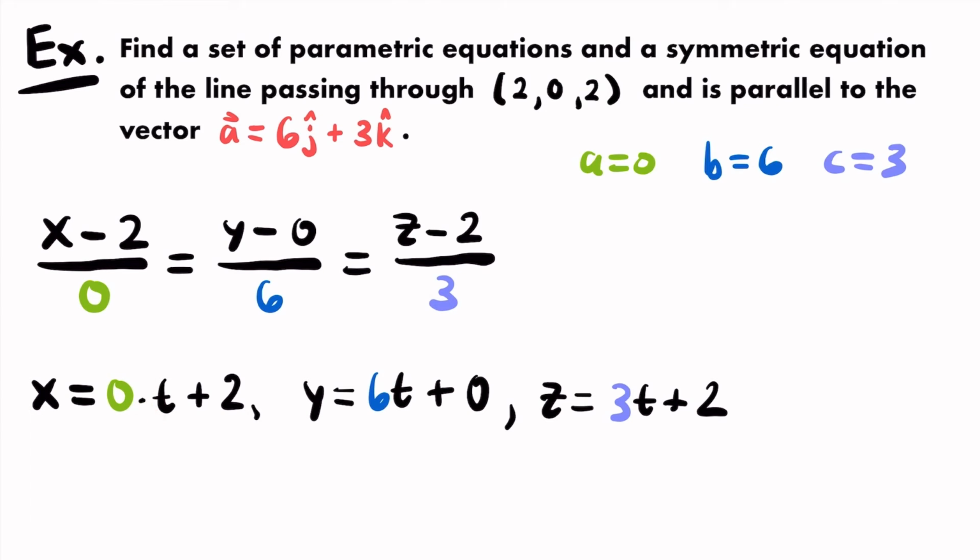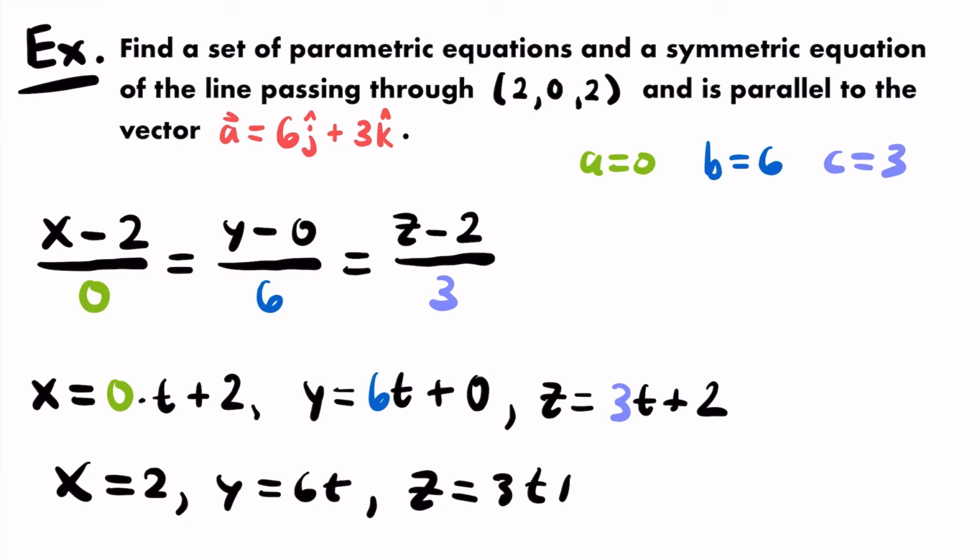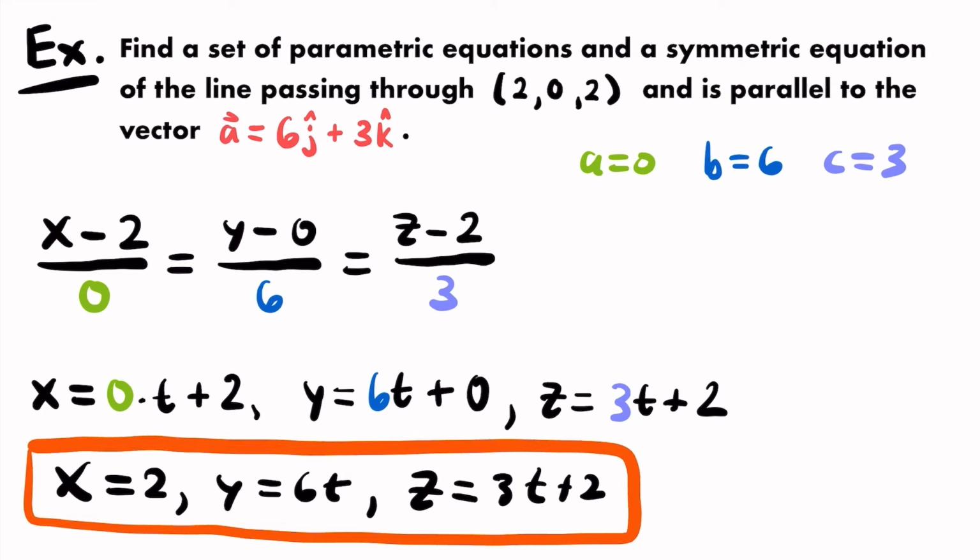Anything times 0 is 0. So we're just going to be left with x equals 2. So I'll write x equals 2. Then we have y equals 6t. Anything plus 0 is just itself. So we just have y equals 6t. And then we have z equals 3t plus 2. Nothing to really change there. That's going to remain the same. But that right there will be a set of parametric equations that represents the line in this example.